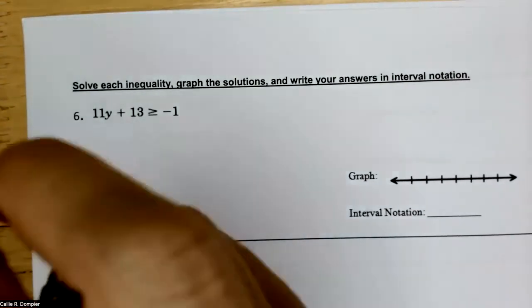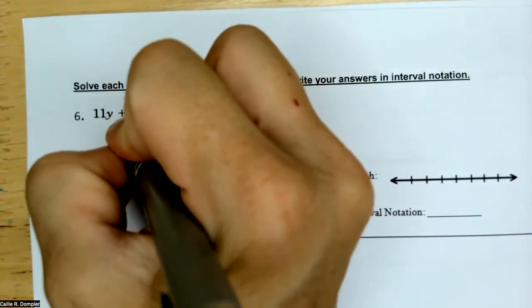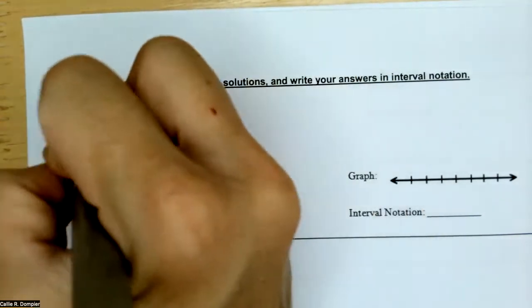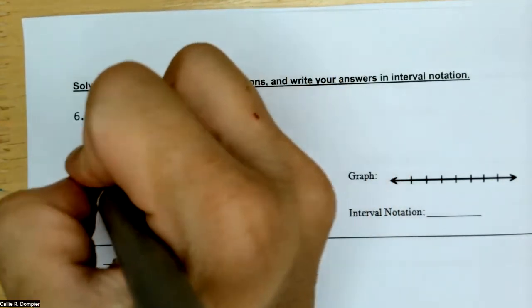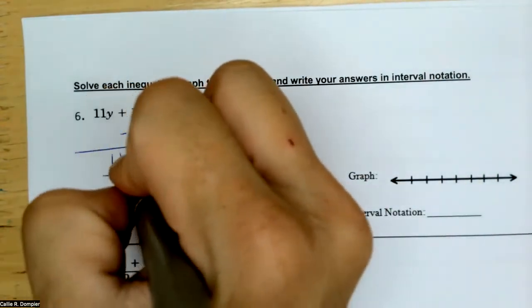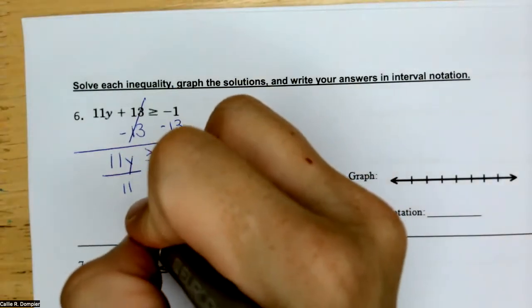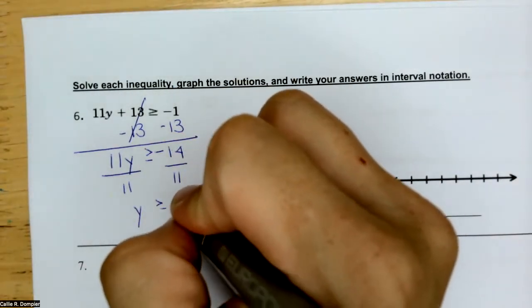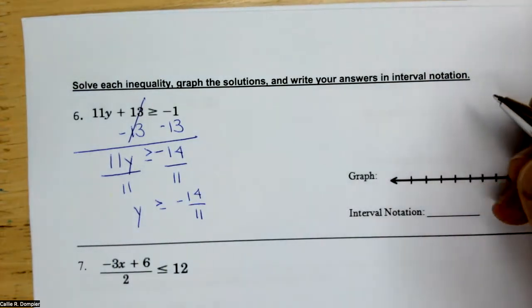11y plus 13 is greater than or equal to -1. Subtract 13, we get -14. 11y is greater than or equal to -14. Divide by 11, divide by 11. Here we have y is greater than or equal to -14 elevenths. You can just leave it like that.